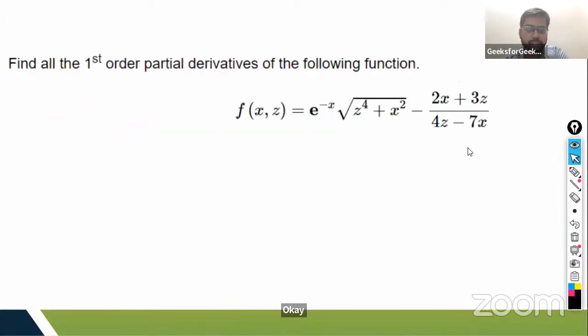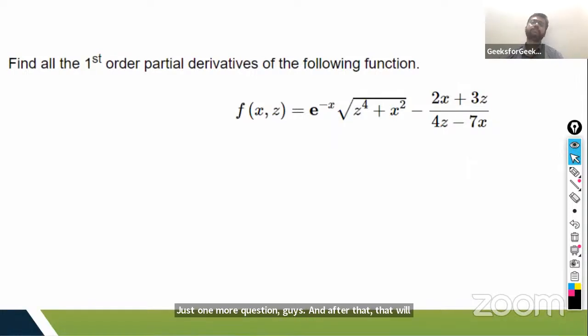Just one more question, guys. And after that, we will wrap up. Do the differentiation of that with respect to z only. With respect to z.